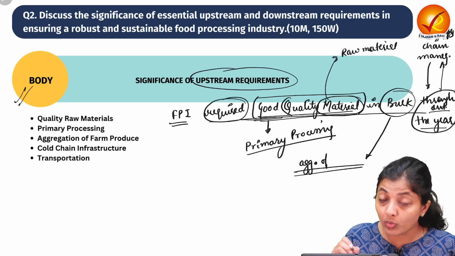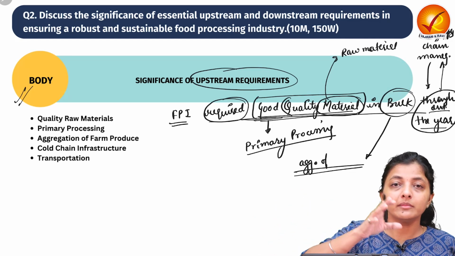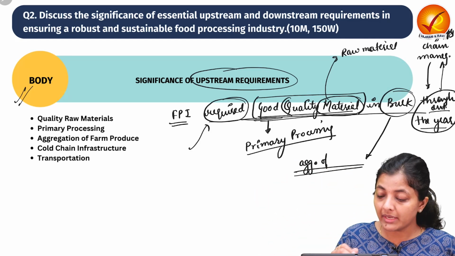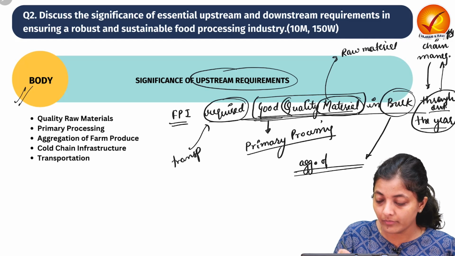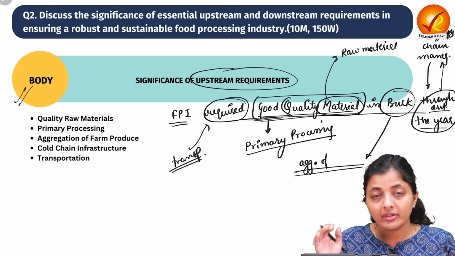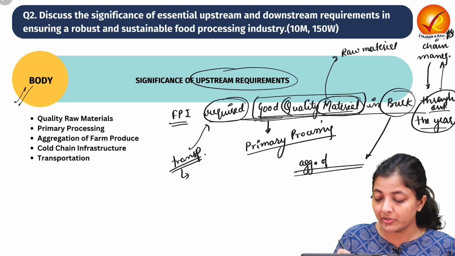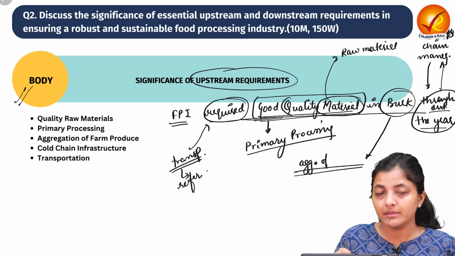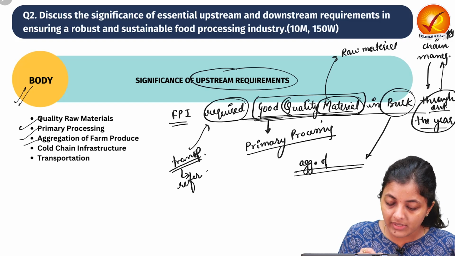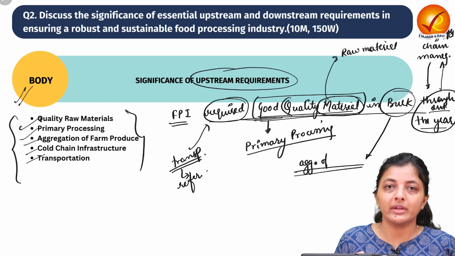Next, how will it come from the farms to the FPI? Via transportation. So the connectivity should be there, and transportation like reefer trucks and reefer vans should be there. So we have covered all the upstream requirements.